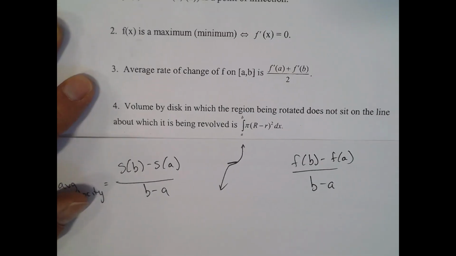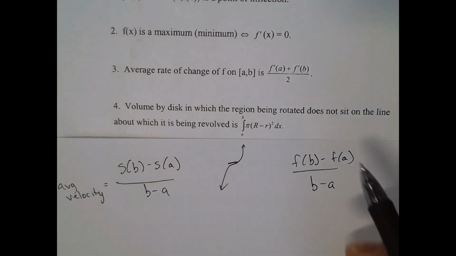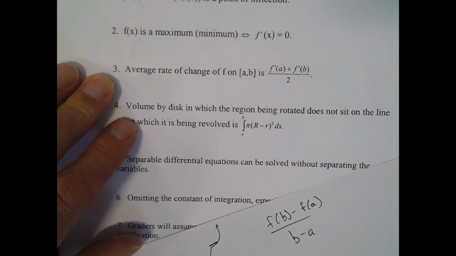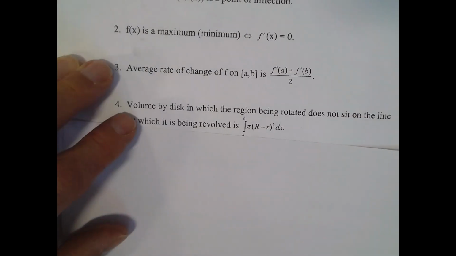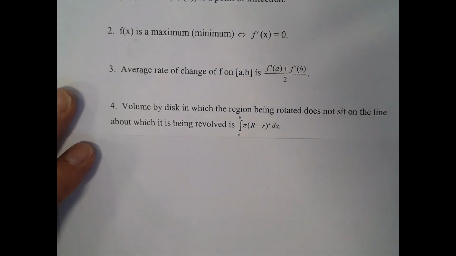Volume of disk. I'll go over shell here when I'm done with these. The volume of disk washer is pi big R squared minus little r squared. It's not big R minus little r, the quantity squared. You have to do big R squared minus little r squared.